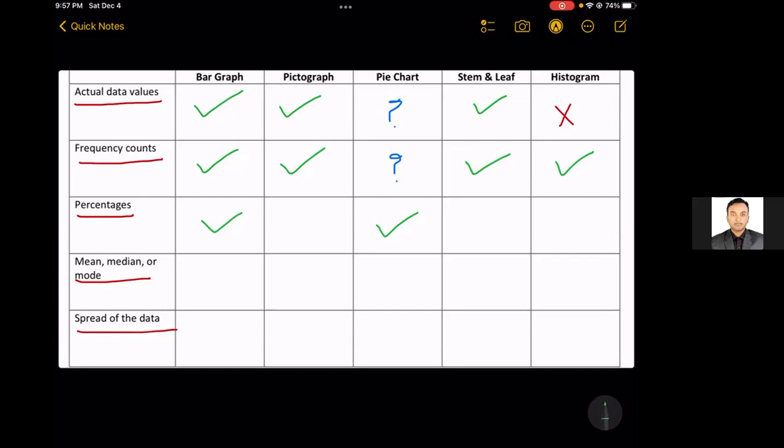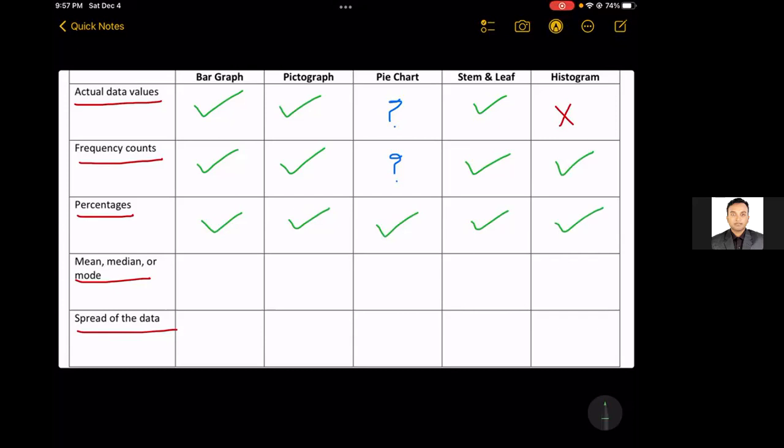Pictographs, again, we can calculate because we work with numbers. We can calculate the percentage. Stem leaf, we can calculate because we can see the numbers that fall into each category. And for histograms, again, the same scenario. We can calculate the percentage for a certain range, 5 to 10, 10 to 15, not for a certain value. Okay, we can calculate it for a certain range.